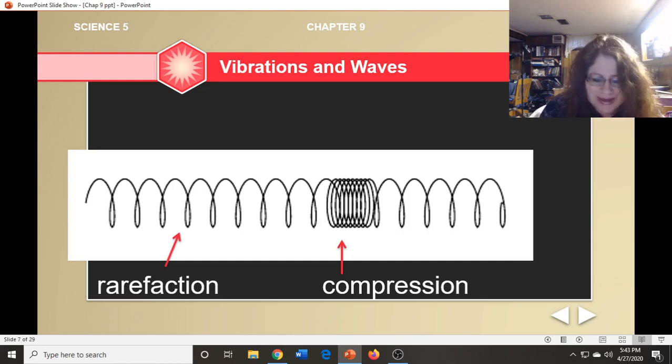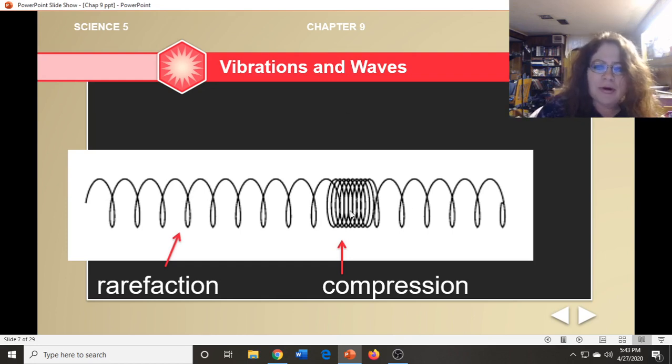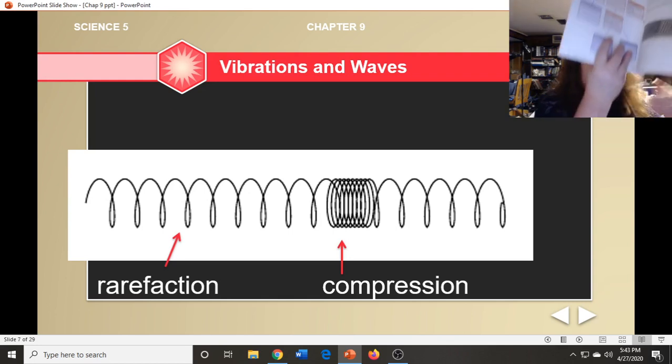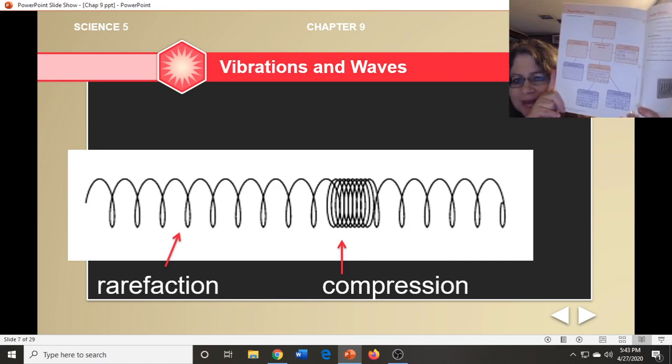Okay, so at the top of this page, too, they have a picture that shows you what a rarefaction and a compression looks like, and I will attach this PowerPoint to the lesson, so you will also have this picture to help you remember the difference between a compression and a rarefaction. Now, I also ask you to have your science activity manual out to page 146. So your page 146 is going to be kind of like a graphic organizer with all of the information that we learned about today put into it.